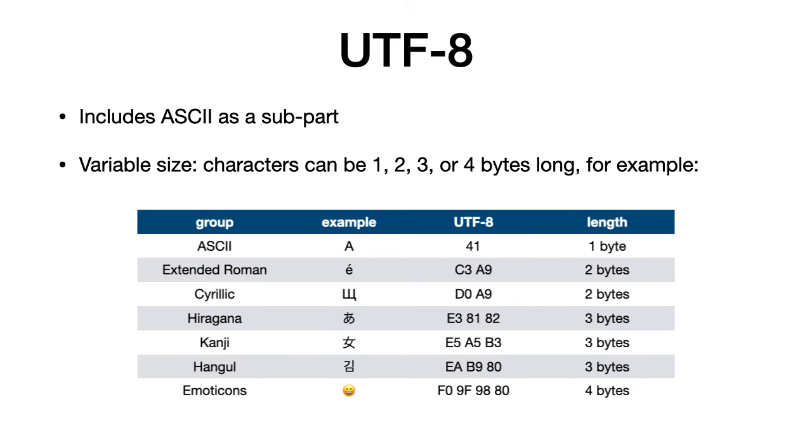Next, let's look at UTF-8. UTF-8 actually includes ASCII as a subpart. Its main feature is that it has variable size. Characters can be 1, 2, 3, or even 4 bytes long. The table shows some examples of how UTF-8 encodes characters. In total, UTF-8 allows for more than 1 million different characters.